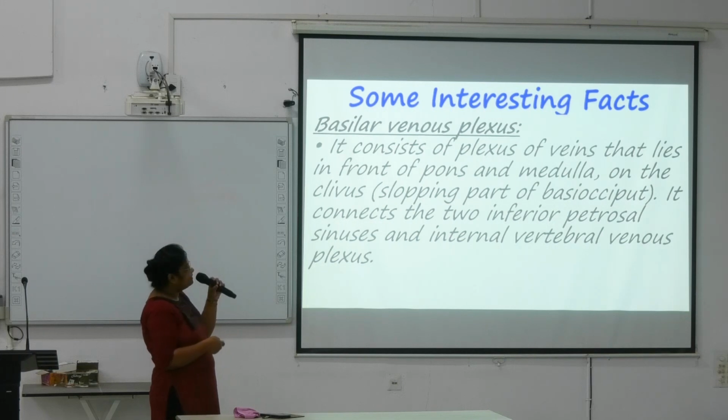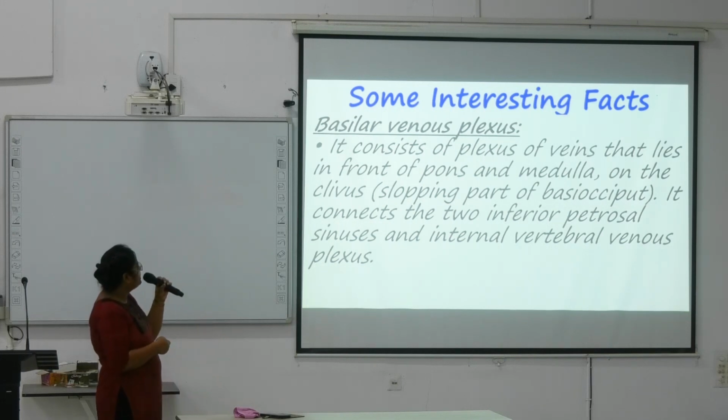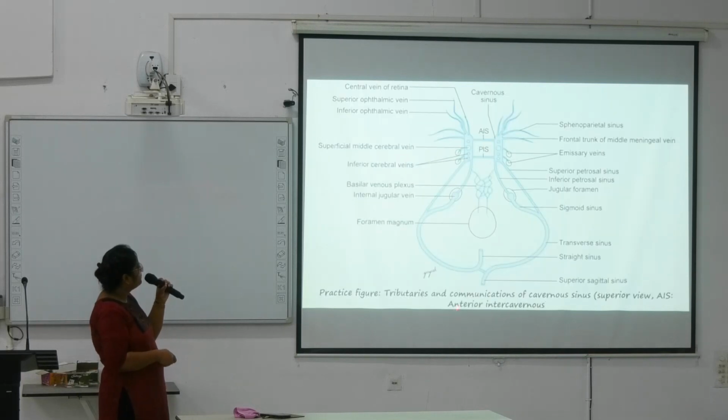Okay, the basilar venous plexus is a plexus of veins that lies in front of the pons and medulla on the clivus, that is the sloping part of the skull base. It connects the two inferior petrosal sinuses and the internal vertebral venous plexus. Okay. Next. See, this is the basilar venous plexus.